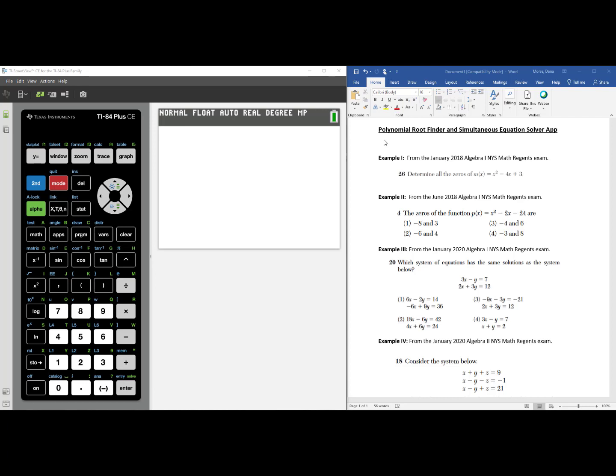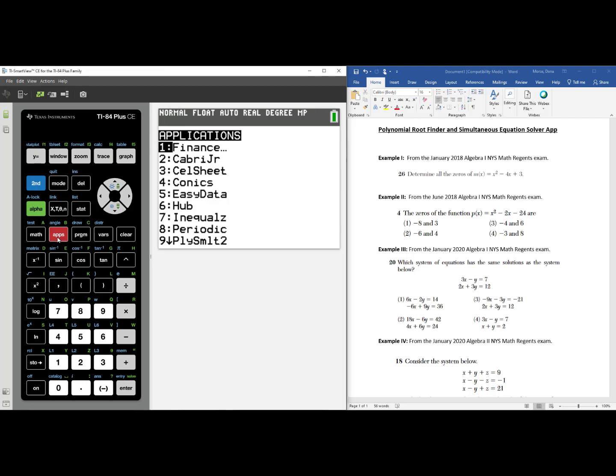Hello. In this video, I will be demonstrating the Polynomial Root Finder and Simultaneous Equation Solver app on the TI-84 Plus graphing calculator. I will demonstrate it first for the TI-84 Plus CE, and then again for the TI-84 Plus. Let's start by pressing the Apps key on your TI-84 Plus.